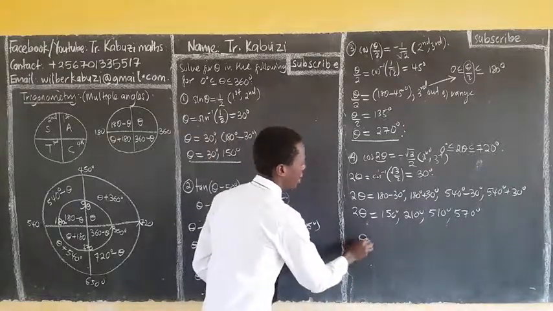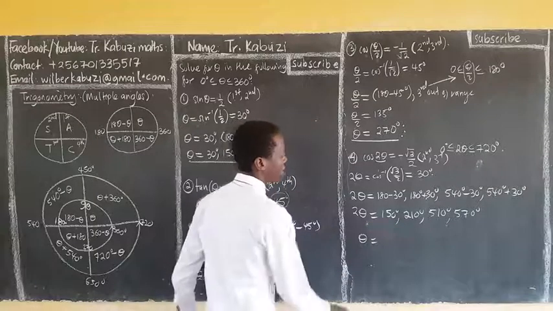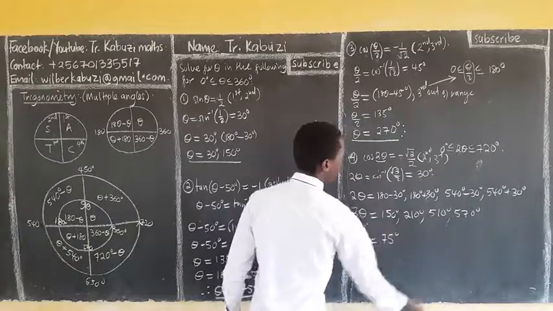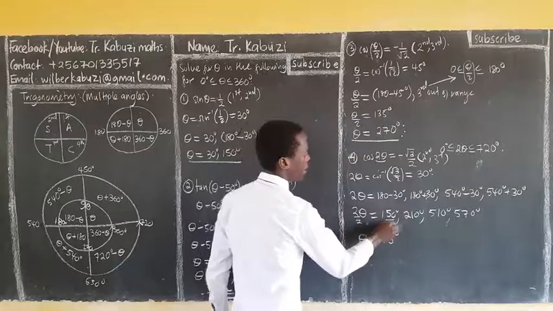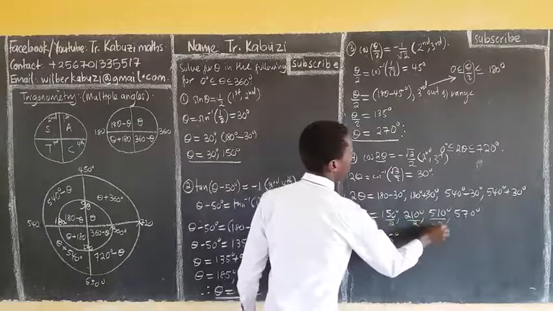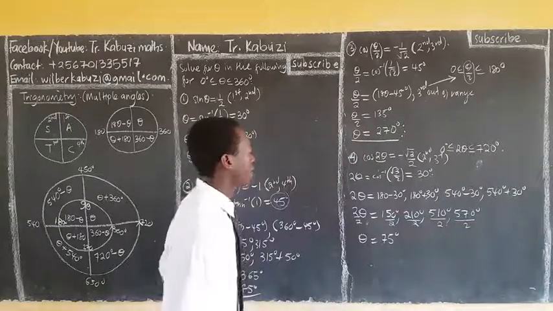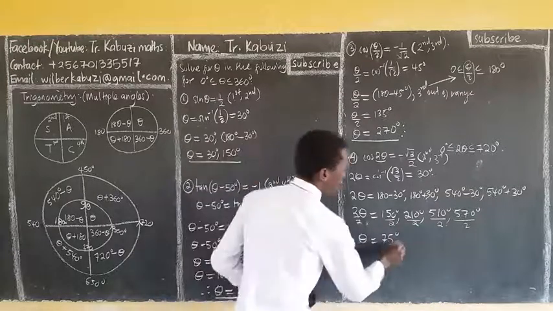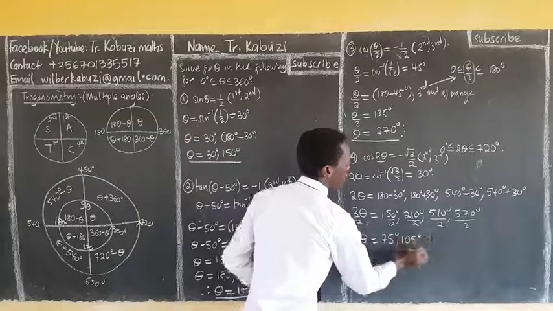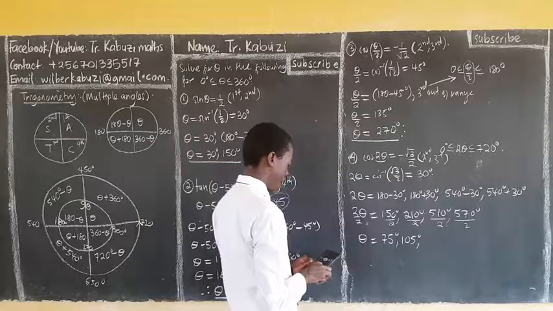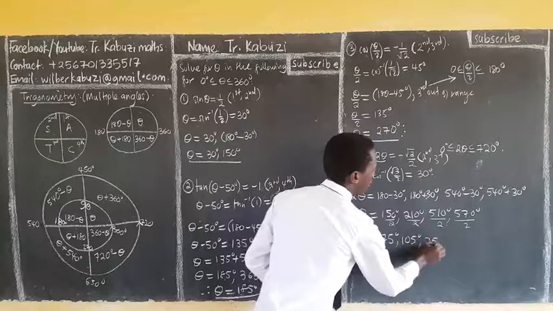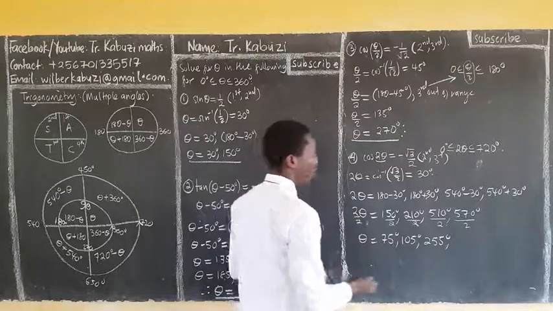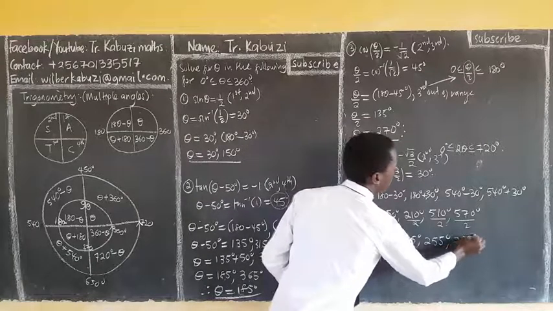So now my theta here becomes, divided there, I think you get 75 degrees. I'm dividing through by 2 each time. So there I get 75. You just get your calculator. Then you come to the next here, you get 105 degrees. Then you come here, 510 divided by 2, you get 255 degrees. Then 570 divided by 2, you get 285 degrees.